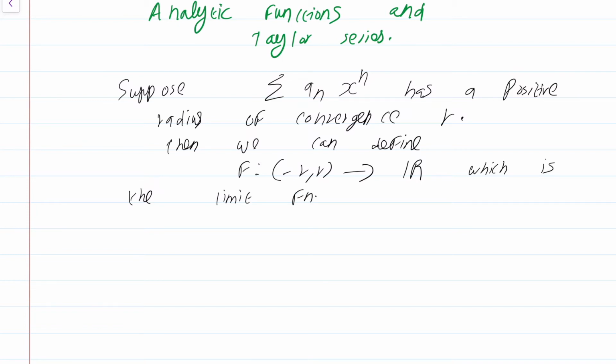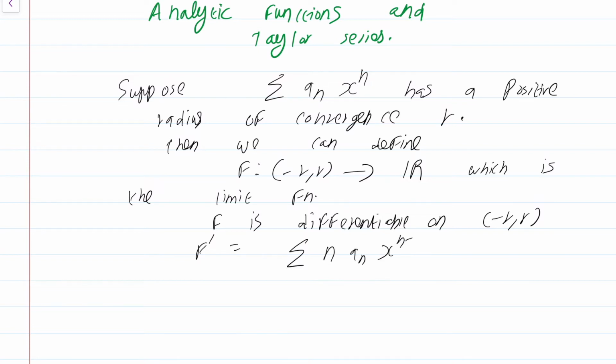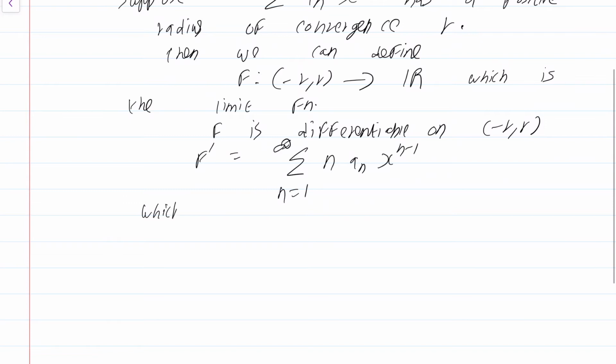What we have established in the last module is that f is differentiable on (-r, r). Not only that, f prime is given by the series summation n a_n x^(n-1), n equals 1 to infinity. Recall that the radius of convergence of this term by term derived power series is the same radius r as before, which means f prime is also differentiable.